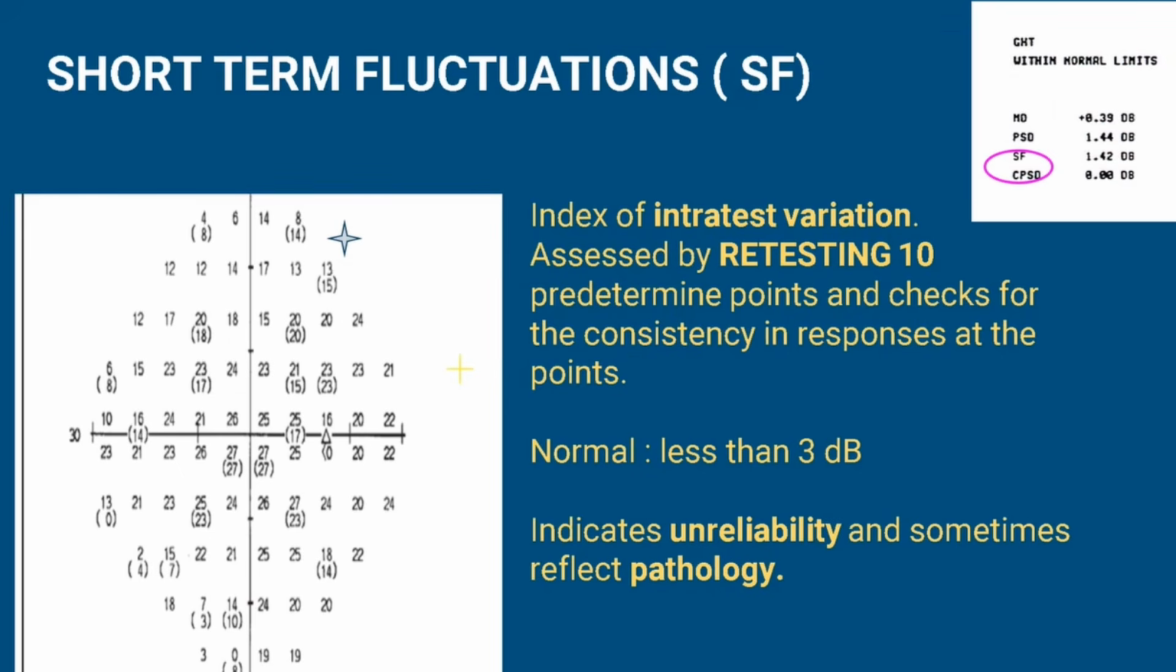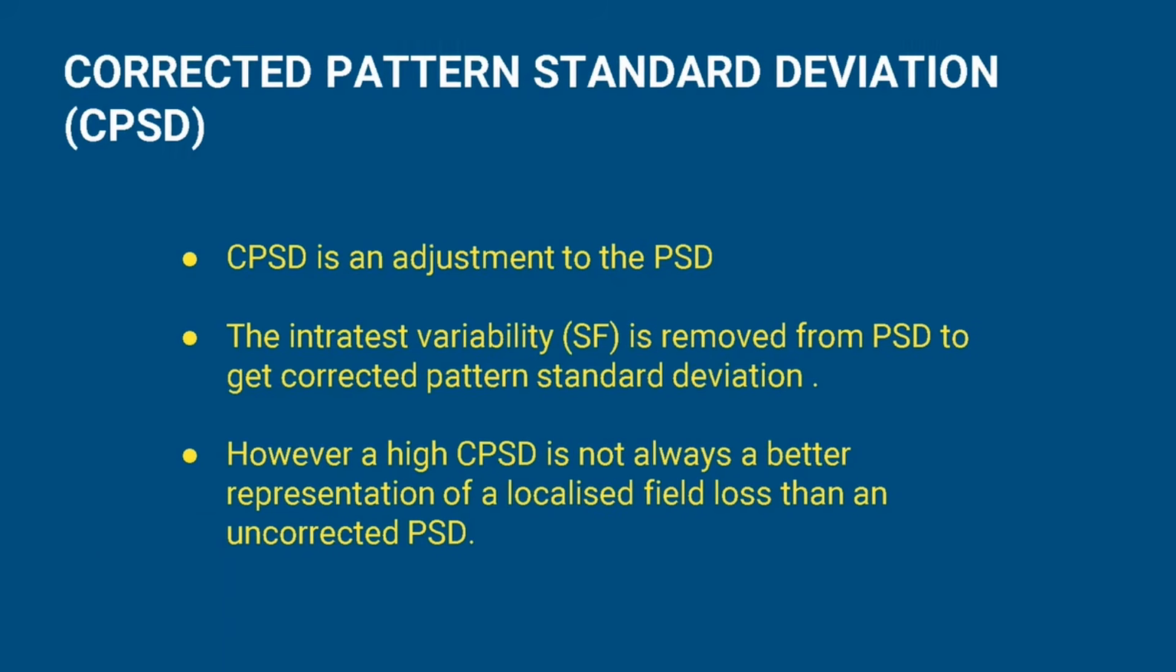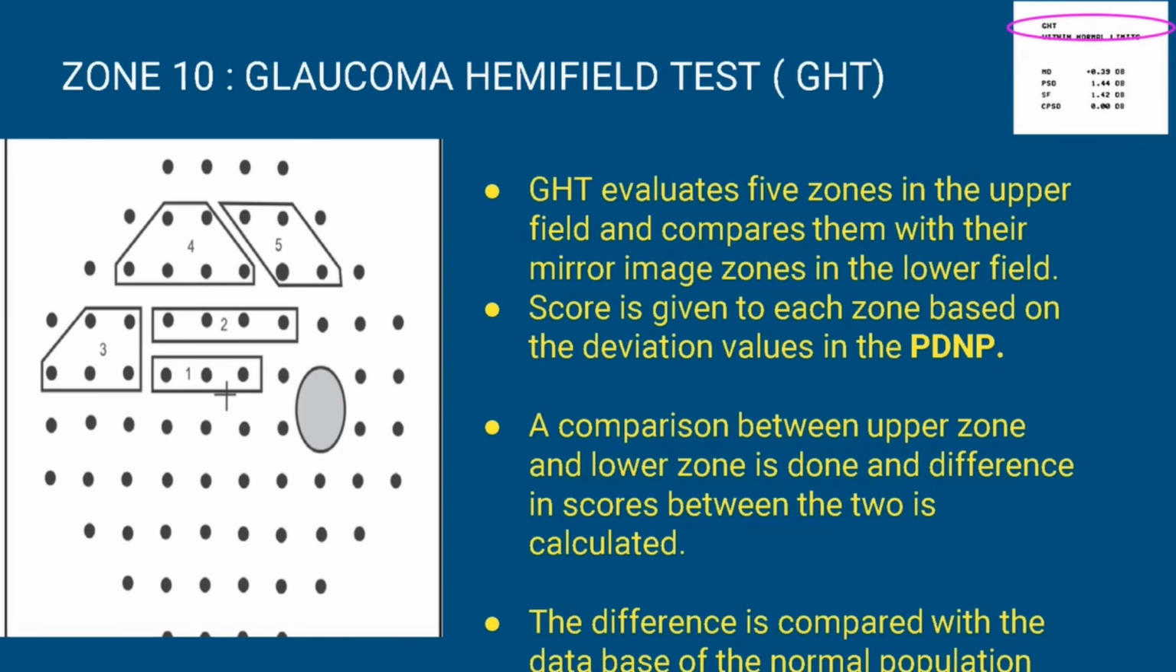The next global index is the short-term fluctuation. It is assessed by retesting 10 predetermined points and checking the consistency in responses at those points. So it is an index of intra-test variation. Normally, the value of short-term fluctuation is less than 3 decibels. Increased values indicate unreliability and sometimes pathology. When we correct the pattern standard deviation by removing the intra-test variability, that is the short-term fluctuation, from the pattern standard deviation, we get what is called the corrected pattern standard deviation. Zone 10 is the glaucoma hemifield test.